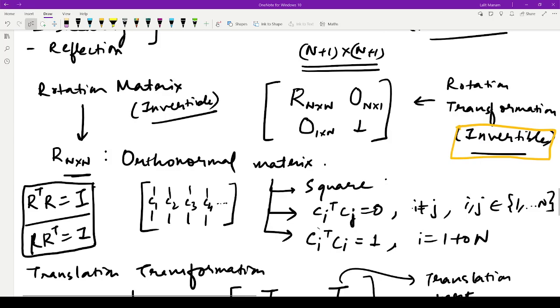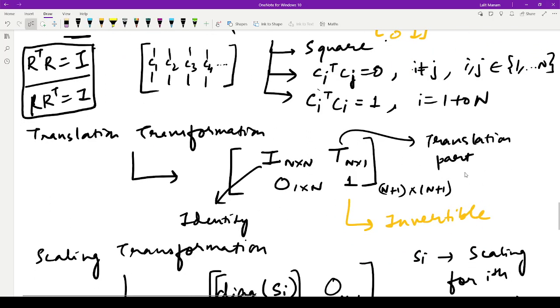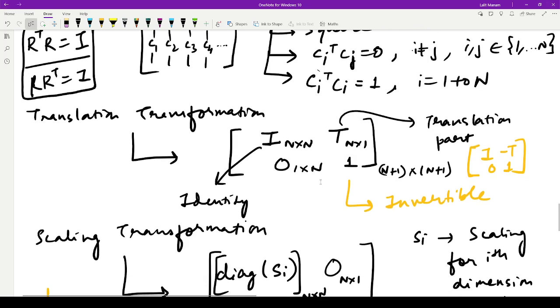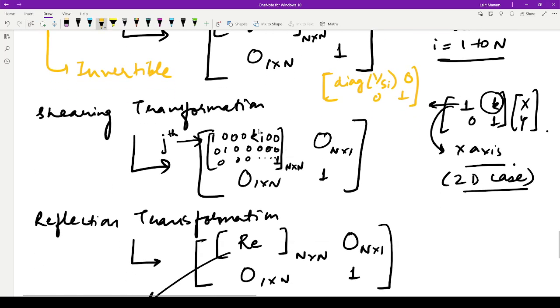So I'll write the equivalent inverses as well. It will be R transpose, 0, 0, 1 for rotation. For translation, what will it be? We just now discussed it intuitively. This will be minus T. That's it, right? This is the inversion of this specific transformation. What is it for scaling? It will be diagonal of 1 by Si, 0, 0, 1. So this is clear, right? The first three. Shearing, yes, of course it's invertible, not just because I say so.